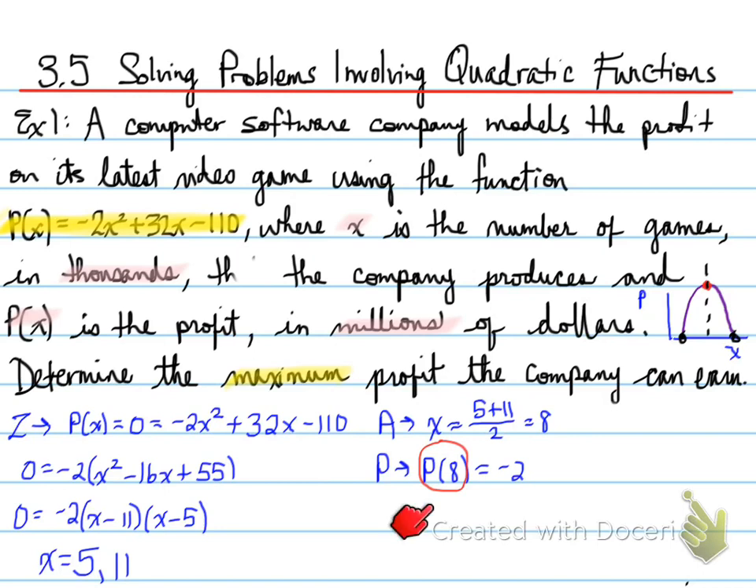Now don't forget, we're finding P of 8. That means that P of 8 is our y, so we circle that because it stays together. Equals negative 2 times 8 squared plus 32 times 8 minus 110.